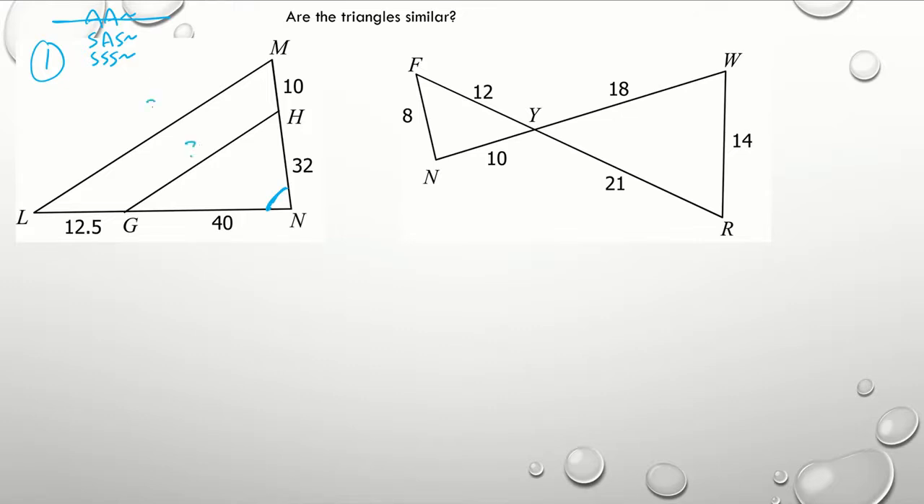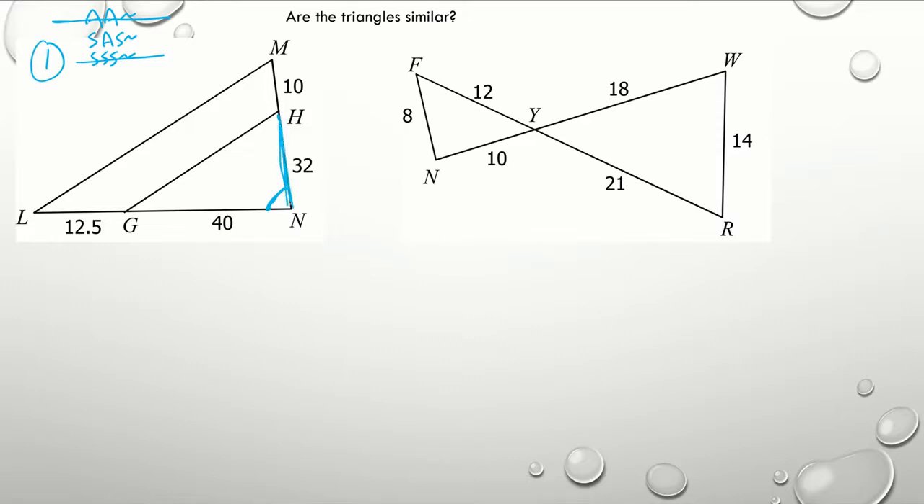This last one, I don't know the third side, and there's no way of me calculating it. So since I don't know one side, I cannot use side, side, side, because I need to know all three sides. So the only possibility is side angle side. Now, the only thing I have to check is, are the sides proportional?